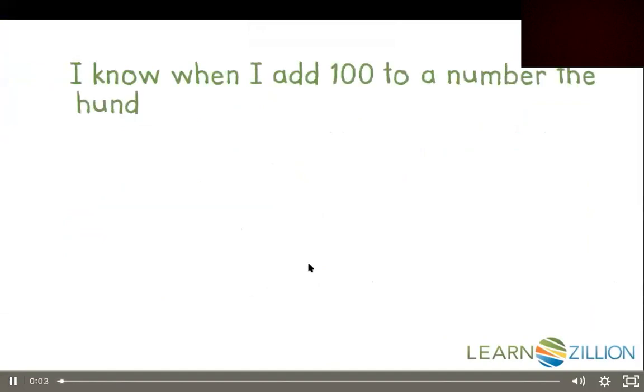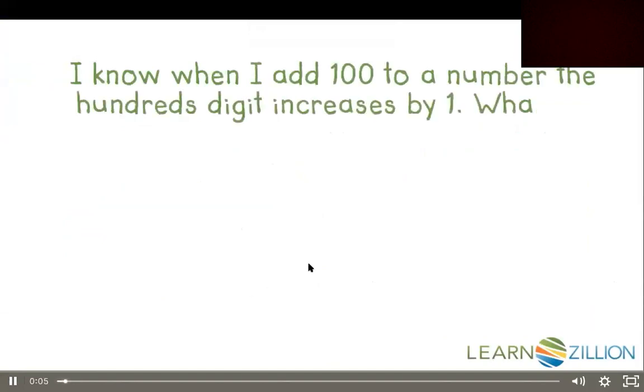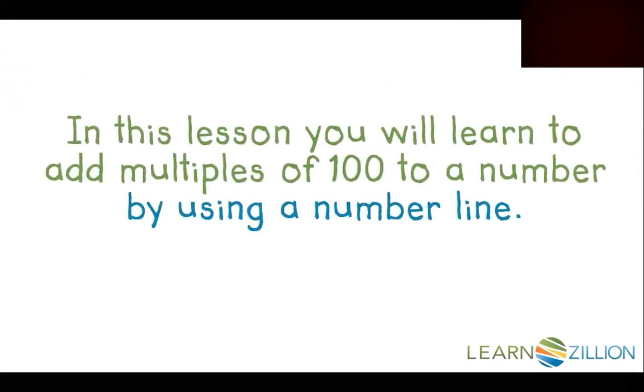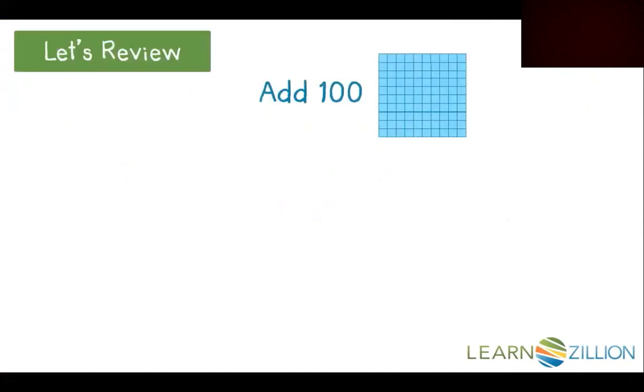I know when I add 100 to a number, the hundreds digit increases by 1. What if I add more than 100? In this lesson, you will learn to add multiples of 100 to a number by using a number line. Let's review adding 100. 375 plus 100.